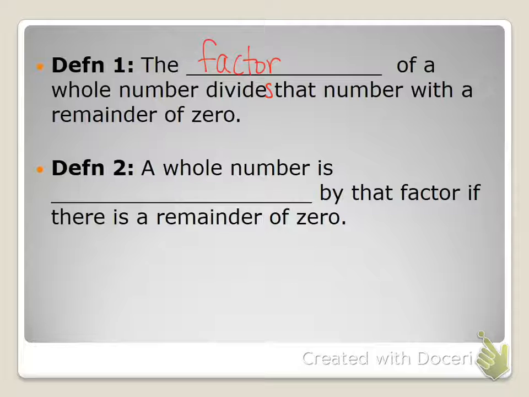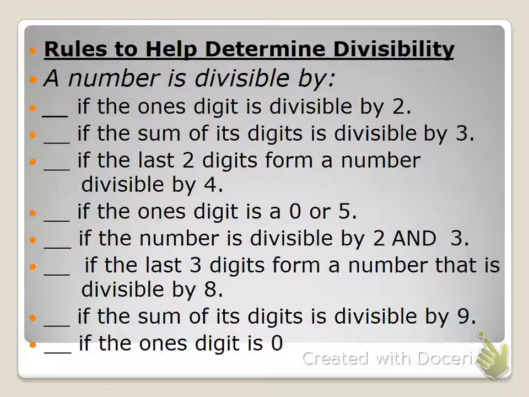A whole number is divisible by that factor if there is a remainder of 0. So this whole idea of being a factor or being divisible by all hinges on the fact that there's a remainder of 0. If we have another remainder other than 0, it's not a factor, or the number is not divisible by that factor. Okay, factor and divisibility are terms we should have at least heard before. So let's get into those rules.